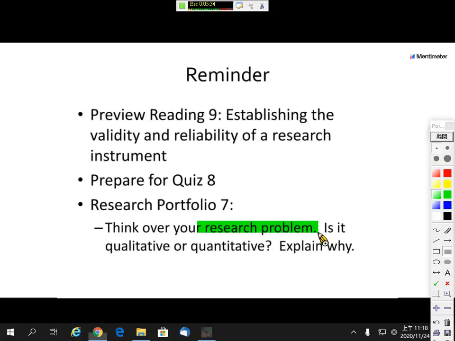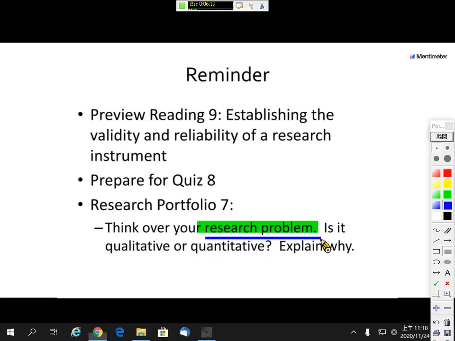I want you to write out your research problem in the form of a research topic. So it's not a question, it's a phrase. A phrase, for example, our students' perceptions toward environmental protection. This is a phrase, right? It's not a research purpose, something like: the purpose of the study is to investigate our students' perception toward environmental protection. No, I want you to put a research topic only and write it out clearly.